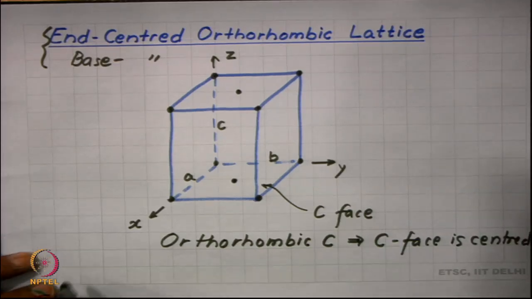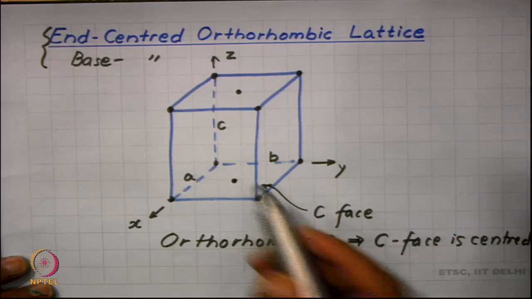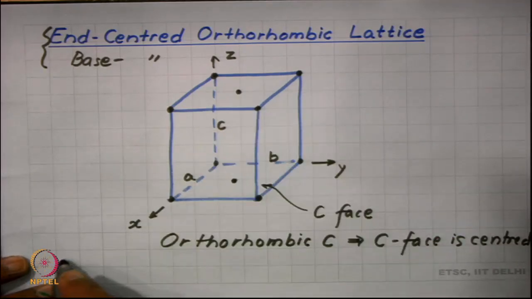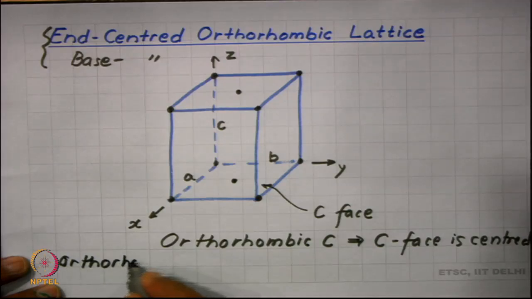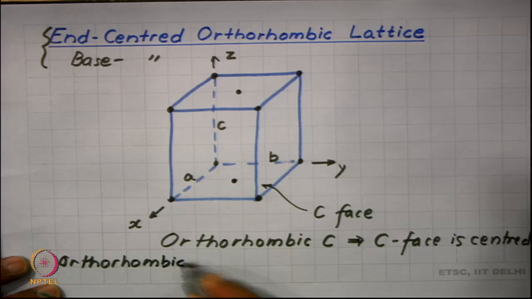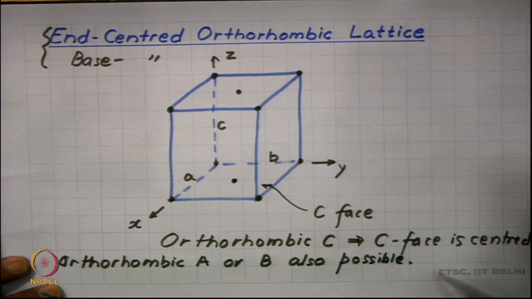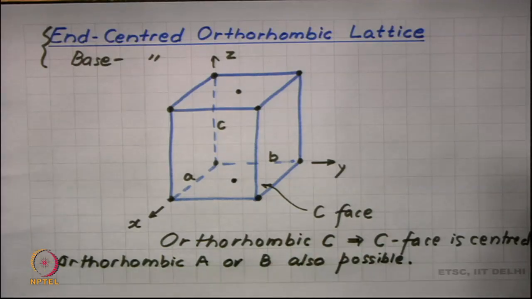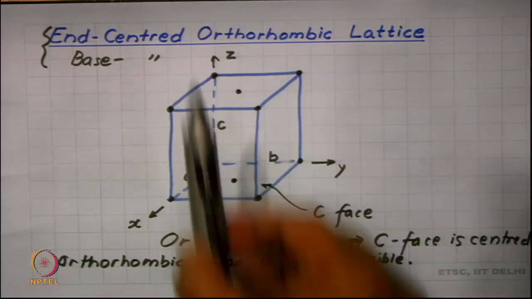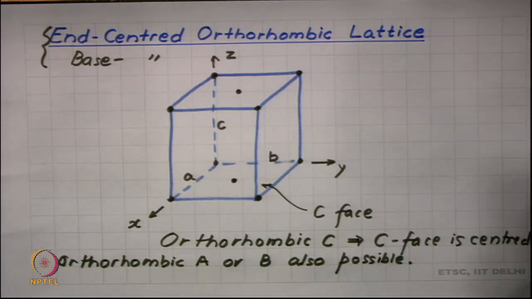Of course, if I had chosen to center the other faces, I can have orthorhombic A or orthorhombic B also possible. However, since only one pair of faces is centered, you can always choose your z axis or the C axis perpendicular to that face and make it orthorhombic C.